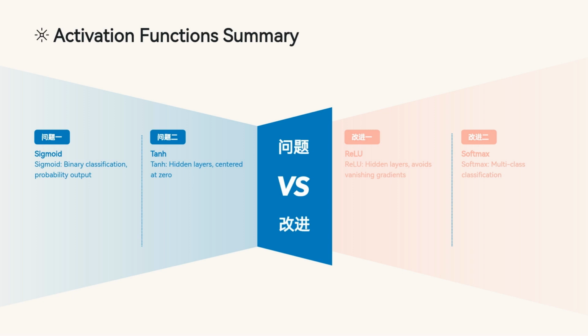For multi-class classification, Softmax is the go-to activation function, as it normalizes raw scores into a probability distribution over multiple classes. Additionally, more recent activation functions like Swish have emerged, offering even better performance in some deep learning tasks.